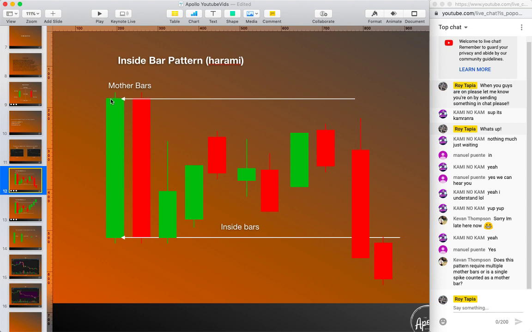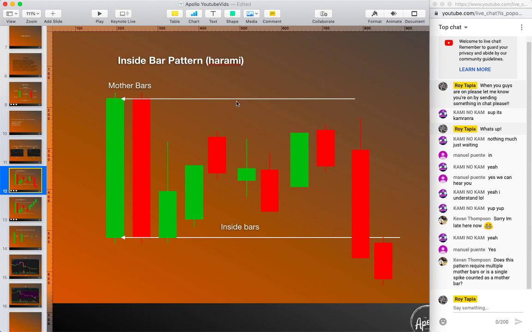Resistance will be at the body, at the high body. Support at the low body, not on the wicks. When the following candles open inside of this range, this creates an inside bar pattern. We have our mother bar, which tops it off. It creates the consolidation period.